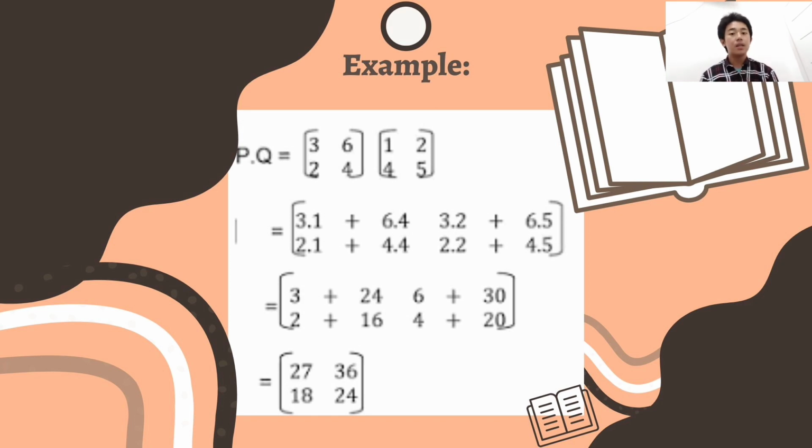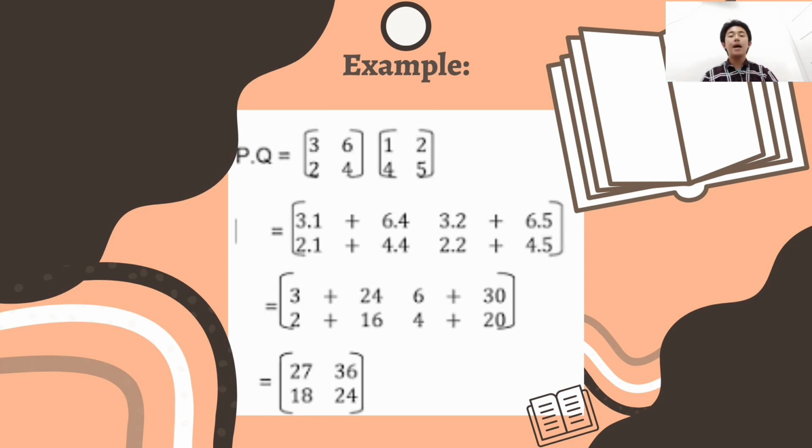To make this more clear, the first row of P matrix is 3 and 6. The second row of P matrix is 2 and 4. Now we're going to look for the columns. The first column of Q matrix is 1 and 4, and the second column of the Q matrix is 2 and 5. So we're going to multiply them. We already have 3 times 1 plus 6 times 4. Next, we multiply the first row of P matrix with the second column of Q matrix. So it is 3 times 2 and 6 times 5.